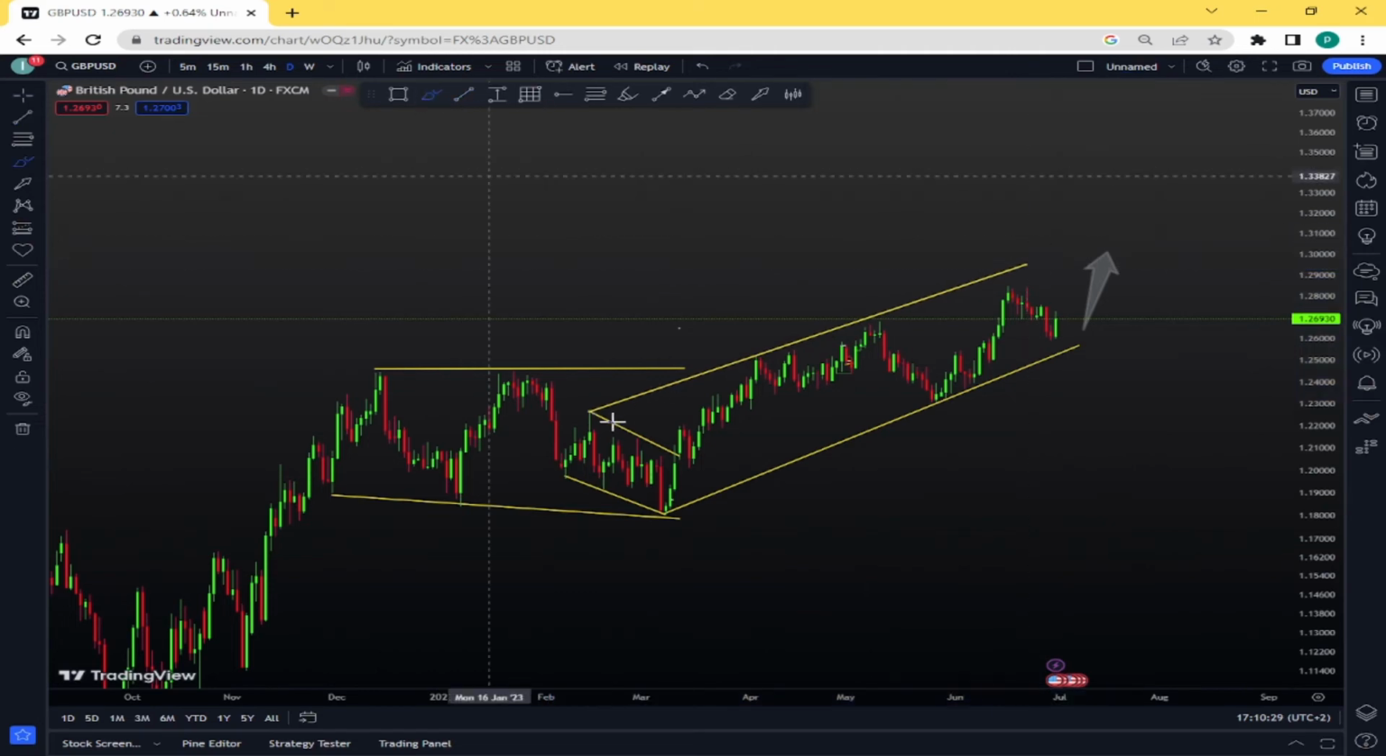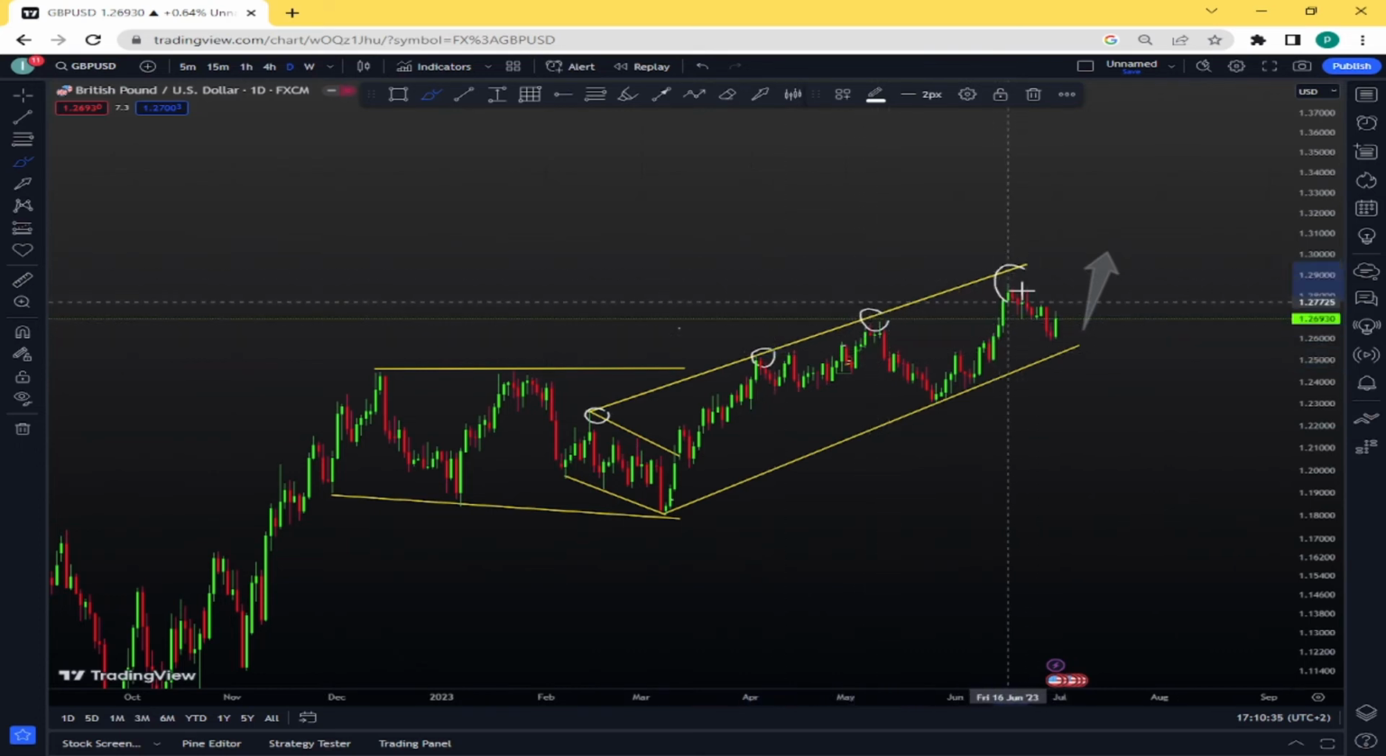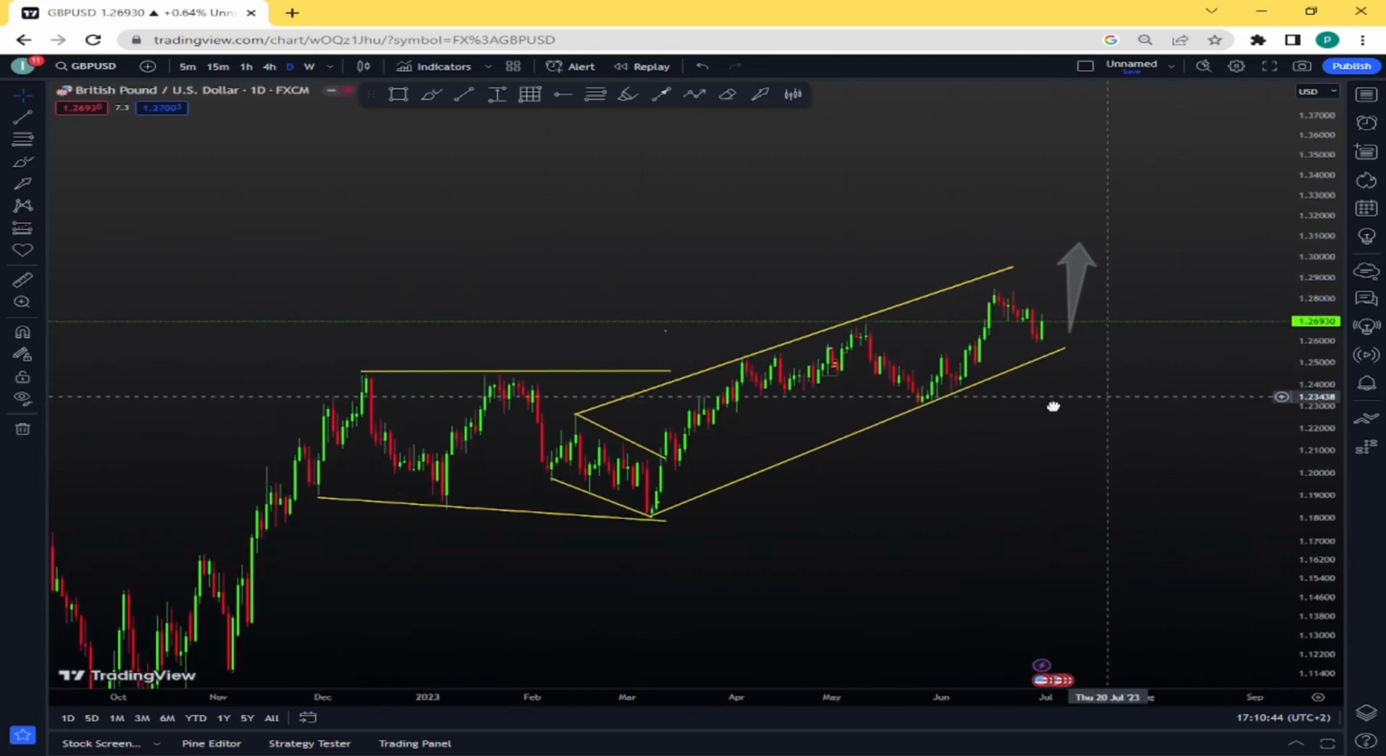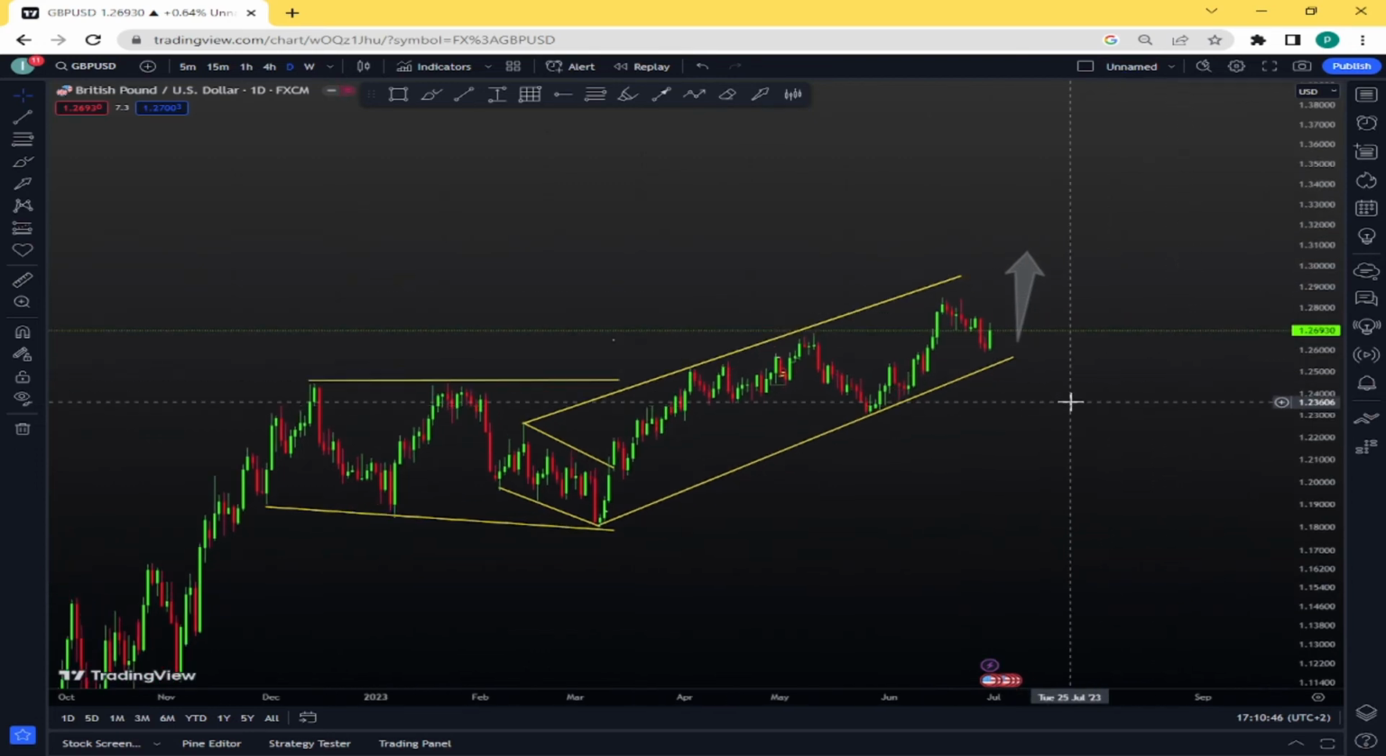In this case, we had our first touch here, second touch here, a third touch here, and a fourth touch here. So price was respecting this trend line. Remember, on a weekly time frame, price created a doji, which was a reversal pattern, and on the weekly time frame, price broke the supply, turning it into a new demand. In this case, price is at a buy zone.